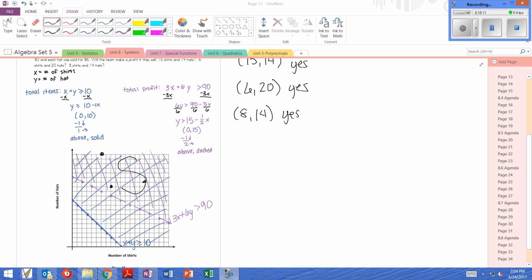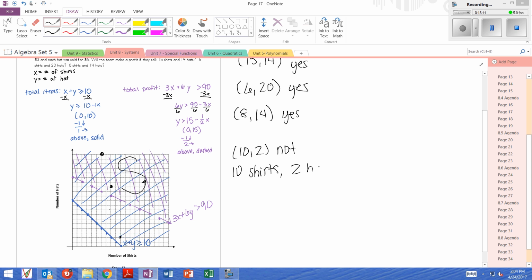And just because we didn't get an example of one that didn't work out, let's come up with one on our own. Where a point would not be a solution would be any point in this area down here where there's no shading at all, like let's say here. So for example, 10 shirts and 2 hats. That would not be a solution.